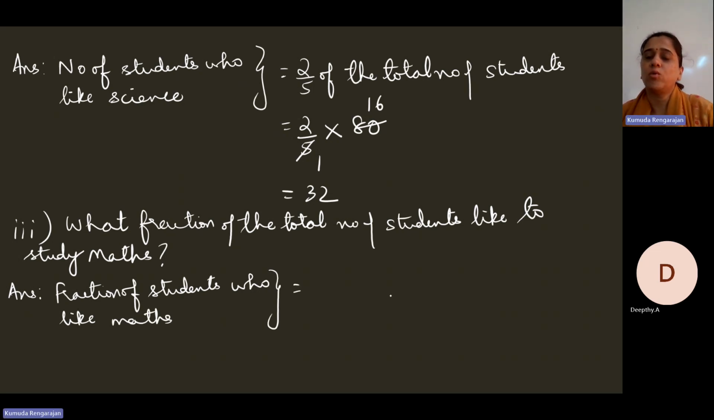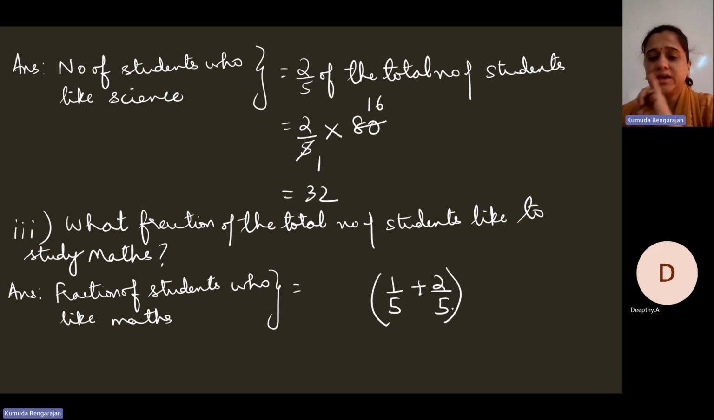Okay. So what fraction like English? 1 by 5. And what fraction like science? 2 by 5. So the fraction of students who like to study English and science is 1 by 5 plus 2 by 5. Now the remaining fraction of students like to study maths. There are 3 subjects here: English, science and maths. English is 1 by 5, science 2 by 5. So the remaining fraction is for maths.